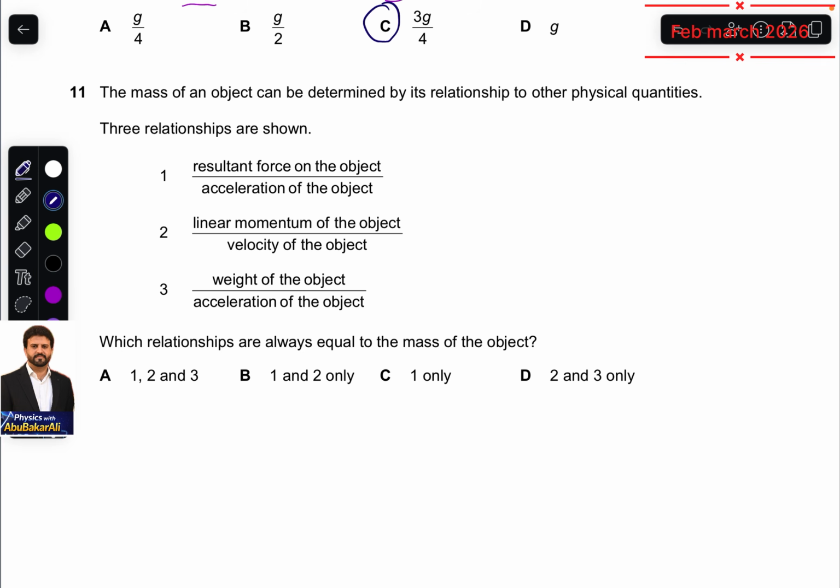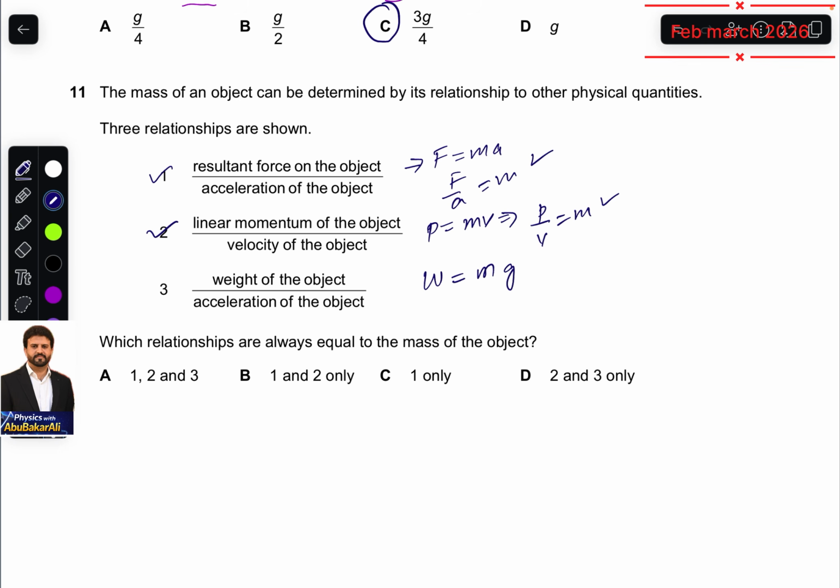Question 11. The mass of an object can be determined by its relation to other physical quantities. Three relations are given to you. What is the first relation? Resultant force on the object divided by acceleration. This comes from F is equal to ma, and if you divide F by a, you will get the mass. Linear momentum of the object divided by velocity: P is equal to mv, so if you divide P by v, you will get m. So 1 and 2 are correct. Third is the weight of the object divided by the acceleration of the object. W is equal to mg.